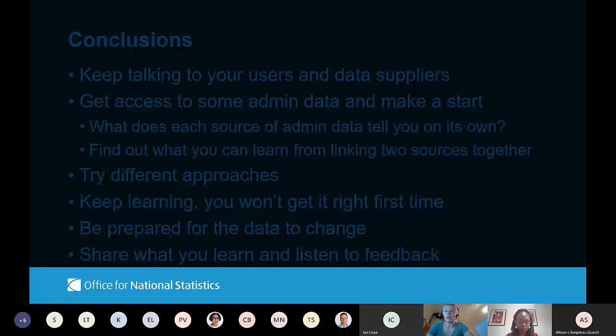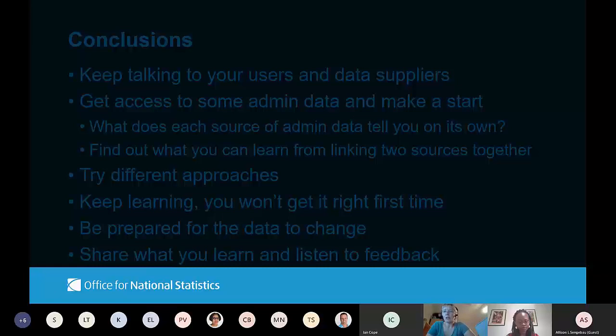It may not be necessary to worry that you don't have access to everything that you'd like, but have a go, make a start, understand what each source tells you on its own, and find out what you can learn from linking two sources together, and then move beyond that. Try different approaches, keep learning. You won't get it right first time. We know we didn't. We know we've still got a long way to go.